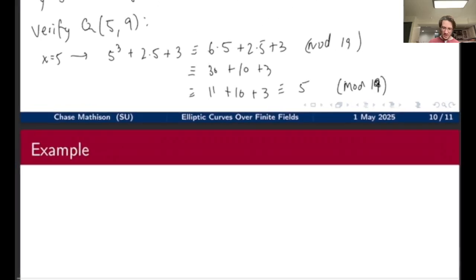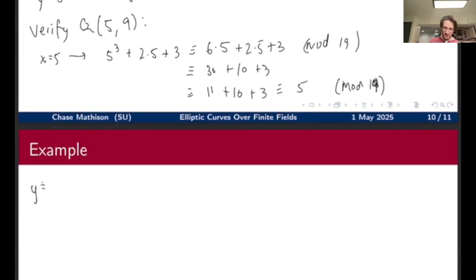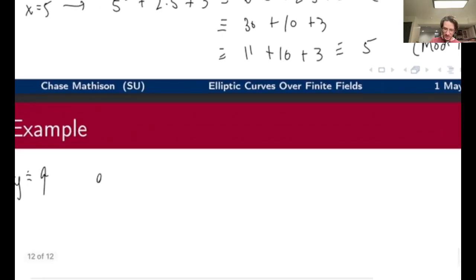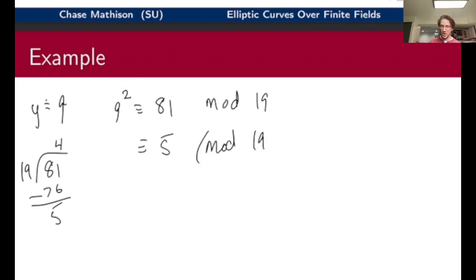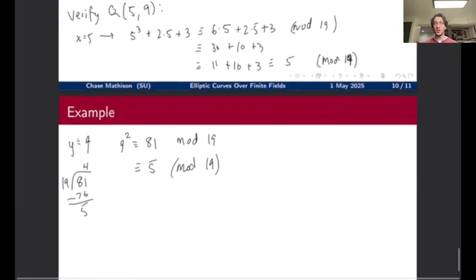Okay. And I'll plug in y equals 9, and I get 9 squared, which is 81 mod 19. And 81 divided by 19 is 4, 4 times 19 is 76, which gives me indeed 5 mod 19. So P and Q are indeed both on this curve.